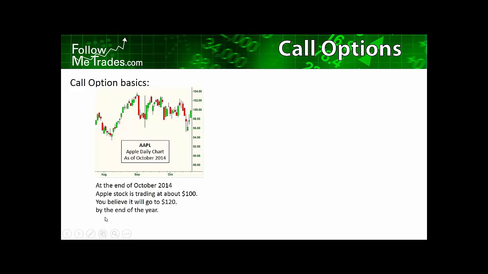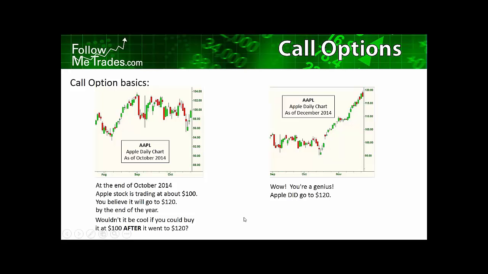Let's look at an Apple example. I've got a screenshot here of an Apple chart as of October 2014. Apple's trading at about $100. And let's say you have some kind of reality-based reason, your chart analysis, your fundamental analysis, it doesn't matter why, but you think Apple's going up to $120 by the end of the year, by December. Wouldn't it be cool if you could buy Apple at $100 after it went up to 120? I think that'd be awesome. Well, it's true, you can. And look, wow, you're a genius. Apple did go up. Your analysis was right. It went up to $120.